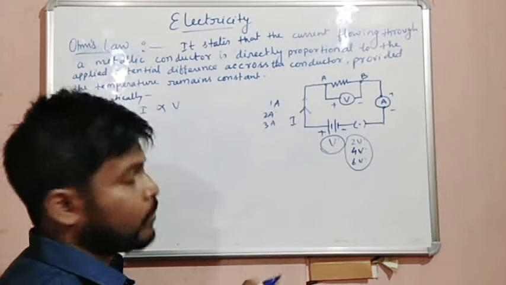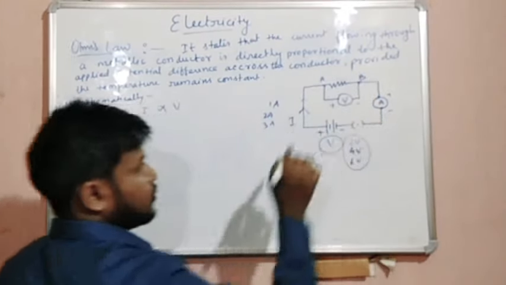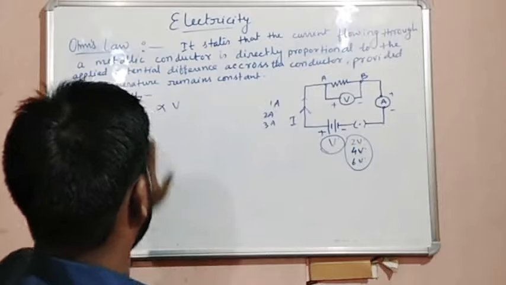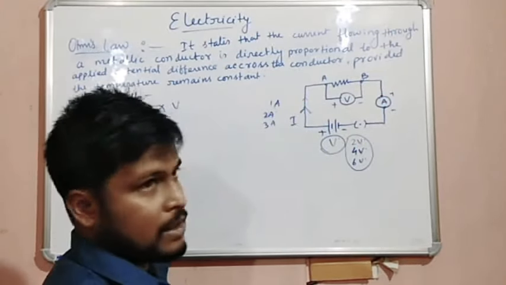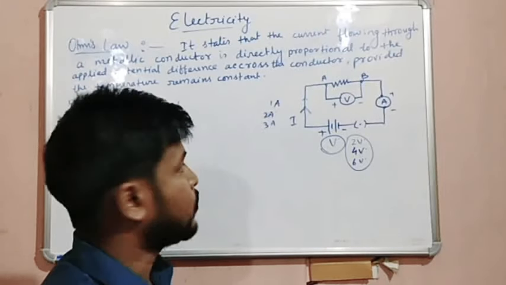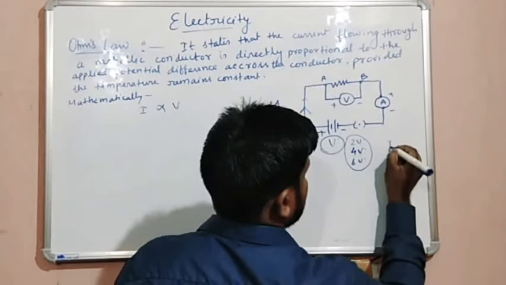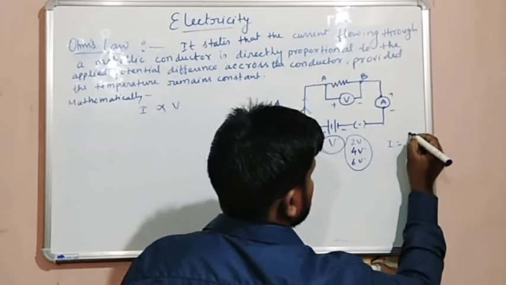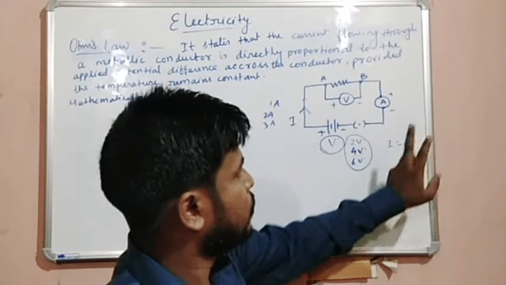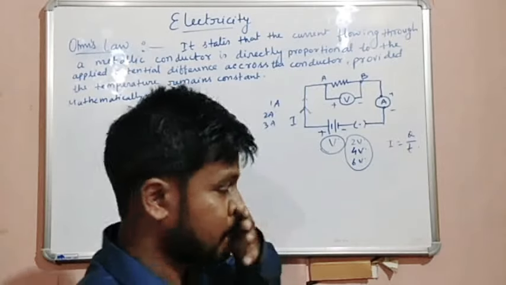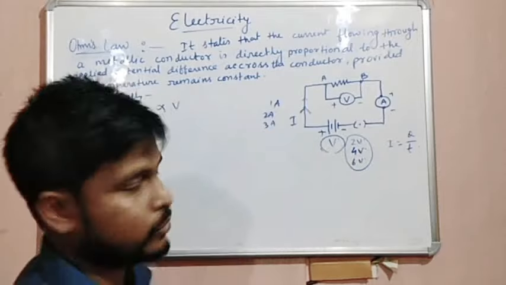The work done to move a charge from point, suppose A to B, in this electrical circuit is known as electric potential difference. I is the current flowing through a circuit. What is I? Current means the rate of flow of charge through a conductor or an electric circuit. You know the formula: I is equal to the rate of flow of charge, which means Q by T, charge Q upon time T. Its unit is ampere. Voltage unit is volt.